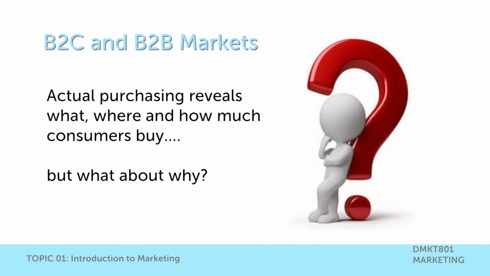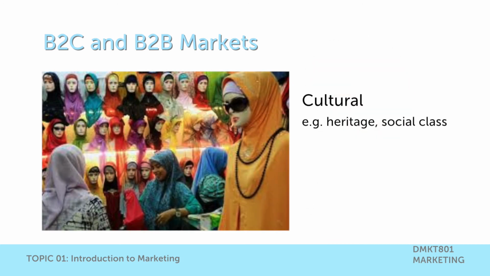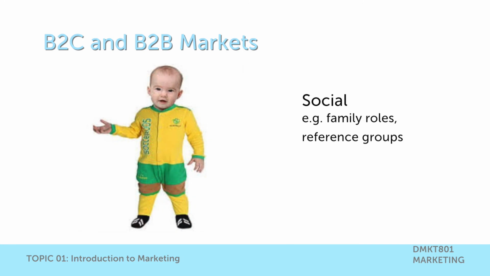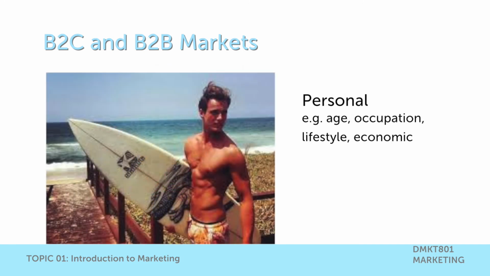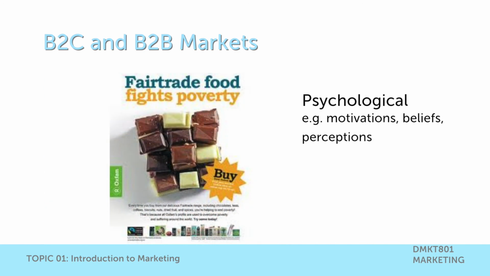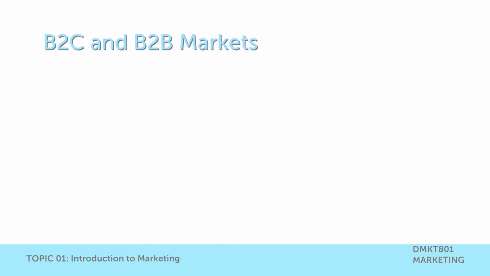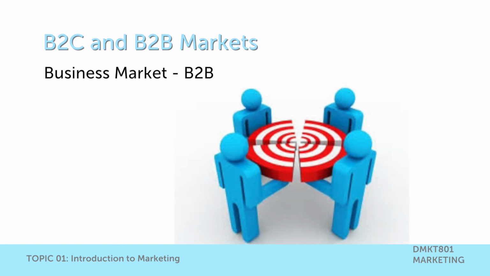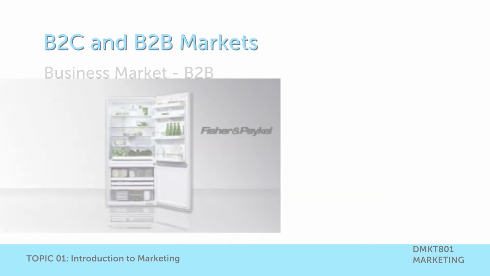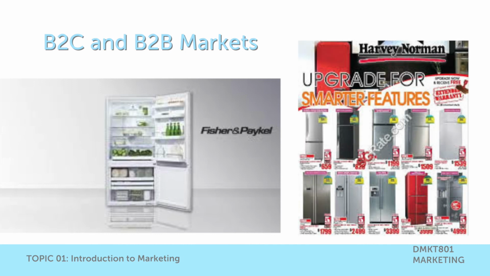Influences on consumer behaviour can be categorised as cultural, social, personal, or psychological. The business marketer normally deals with far fewer but far larger buyers than the consumer marketer does. Even in large business markets, a few buyers often account for most of the purchasing. For example, manufacturers of home appliances may be building products for consumer end users, but their marketing strategy will be focused on selling wholesale to retailers.